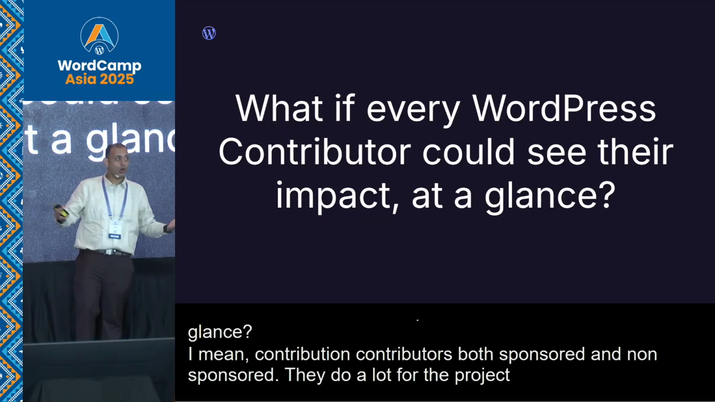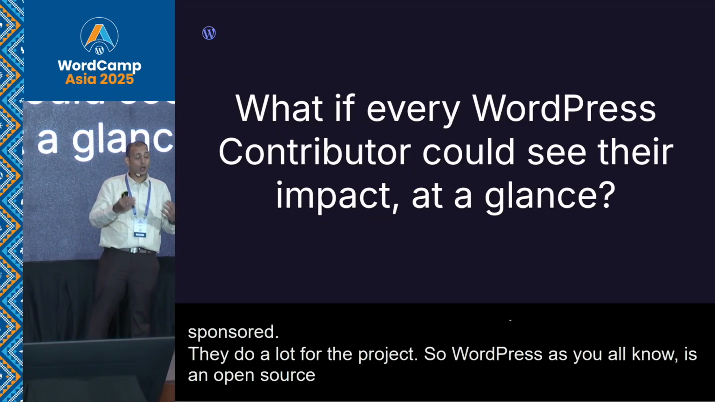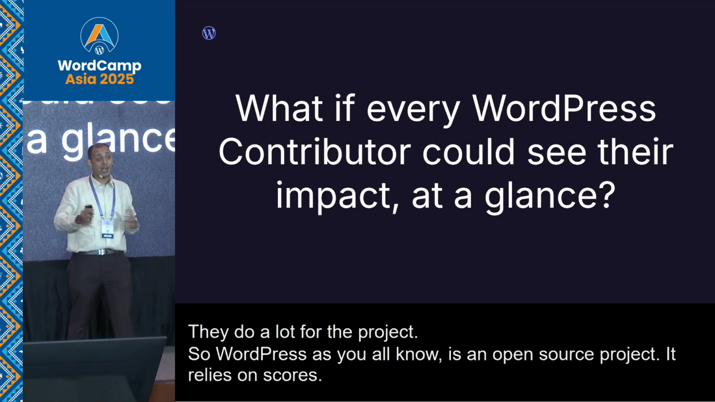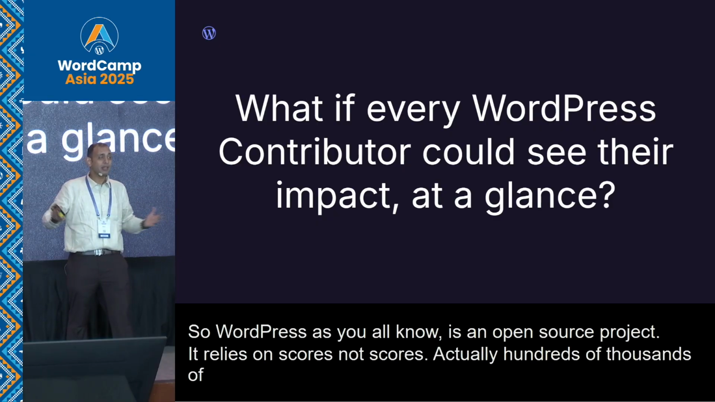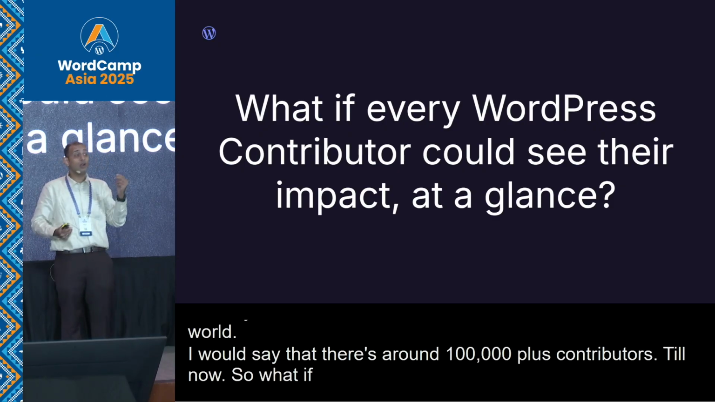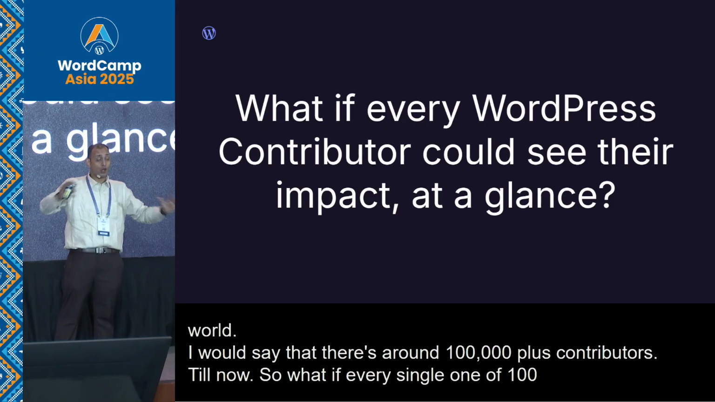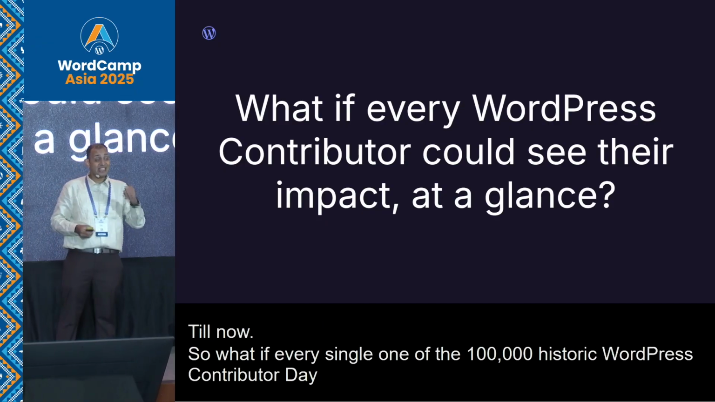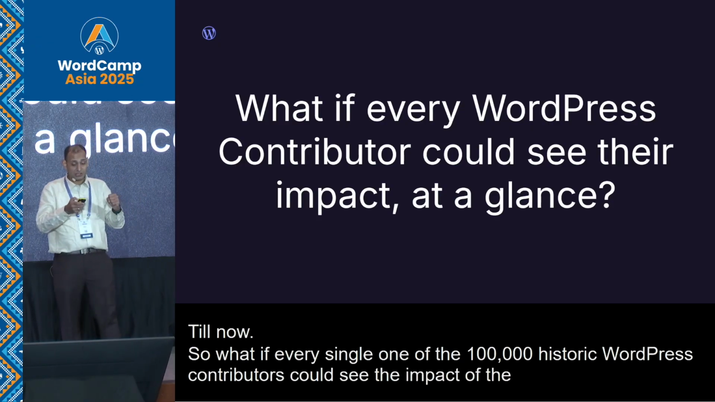So WordPress, as you all know, is an open source project. It relies on hundreds of thousands of contributors all over the world. I would say that there's around 100,000 plus contributors till now. So what if every single one of the 100,000 historic WordPress contributors could see the impact of their contributions at a glance?